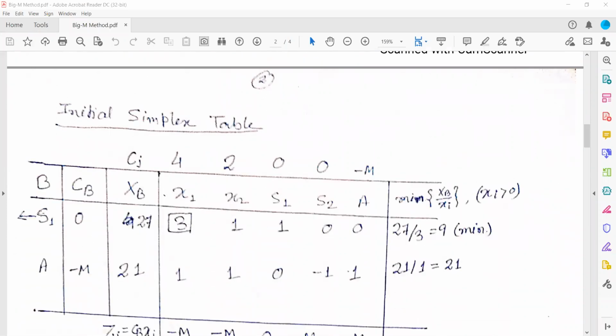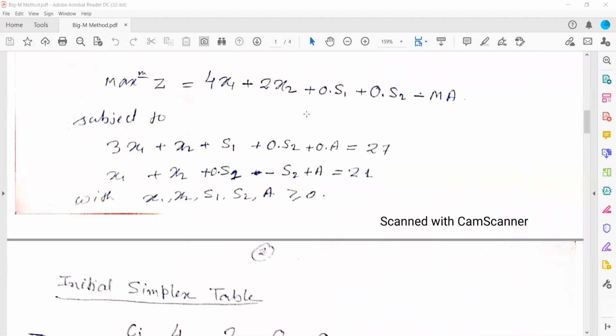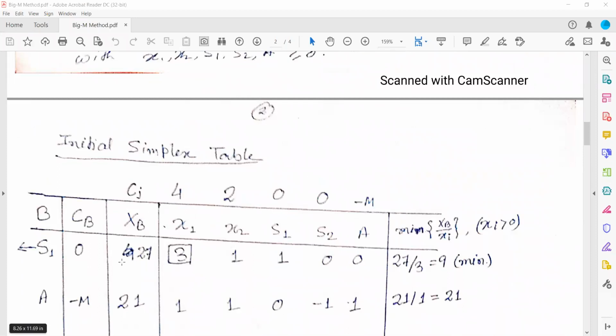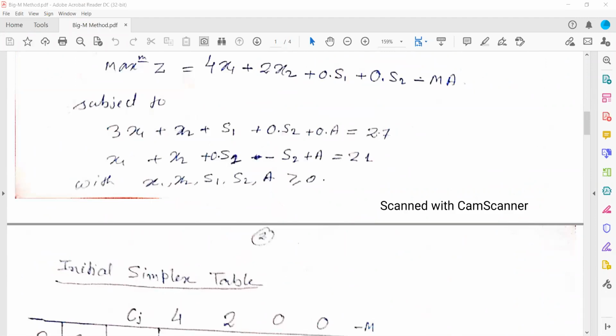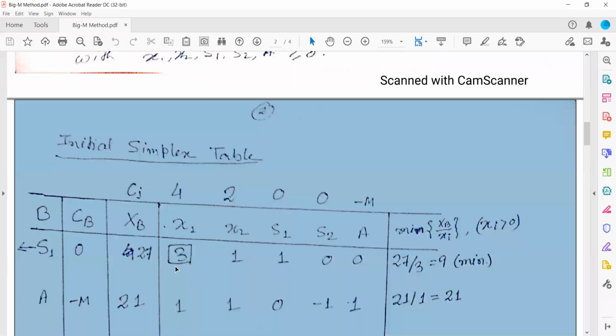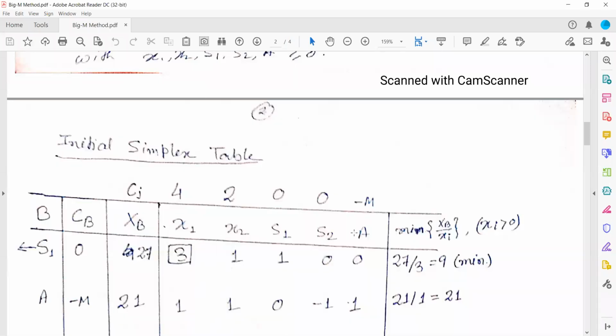Now this is the coefficient in the objective function of these two variables S1 and A. The coefficient of S1 is 0 and the coefficient of A is minus M. So I have written 0 and minus M. Then xb is the constant vector, which is 27 and 21, that I have written here.